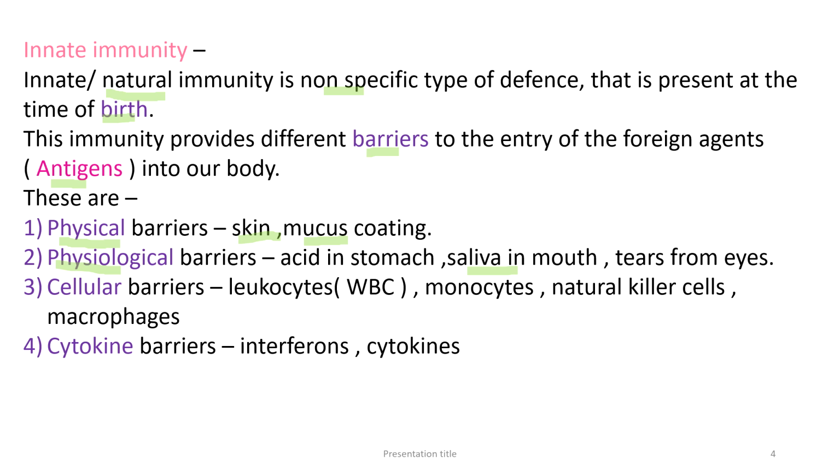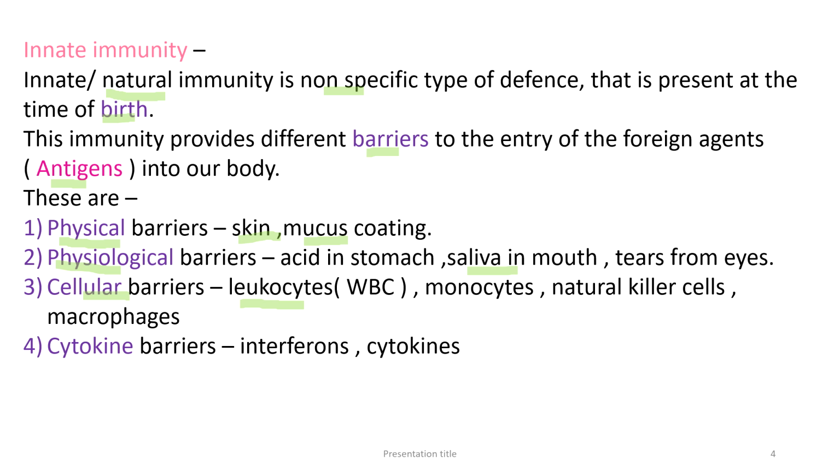Next is the cellular barrier. This barrier protects us by activating different types of cells in our body, collectively called immunocytes, against the pathogens. So different cells like leukocytes, that means white blood cells, monocytes, natural killer cells, macrophages, all together create the cellular barrier against the pathogen.